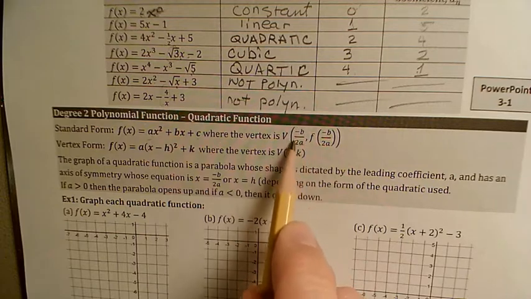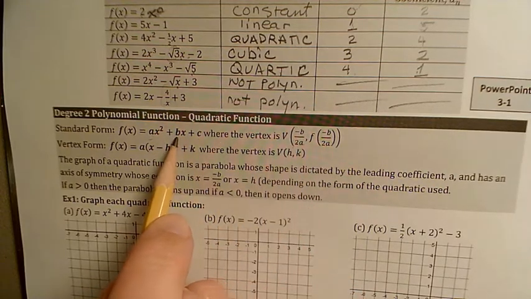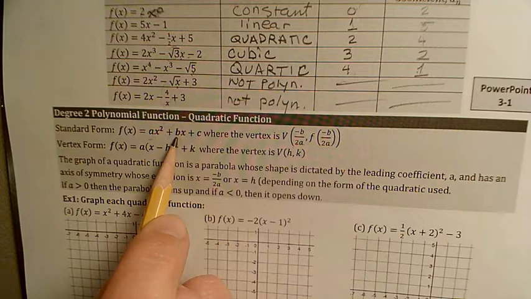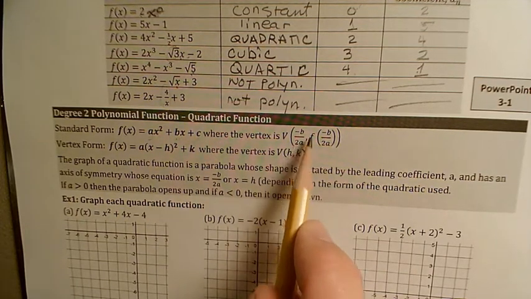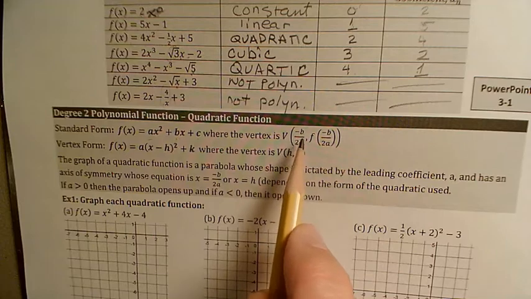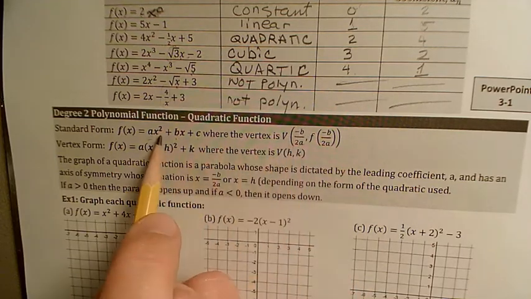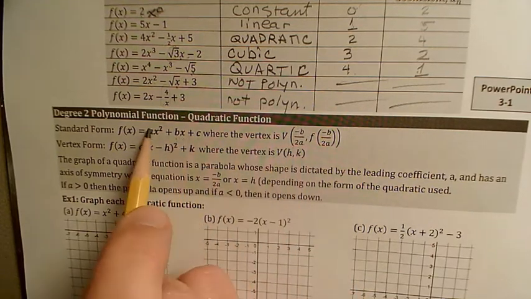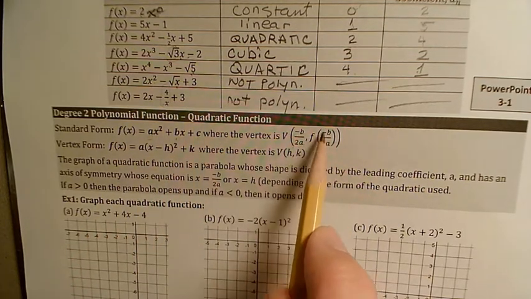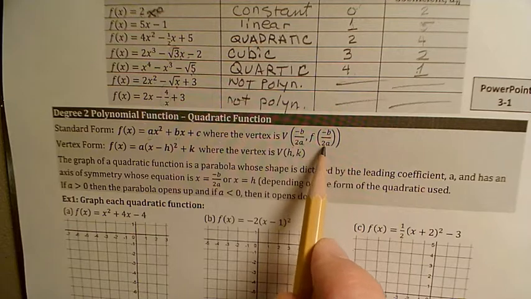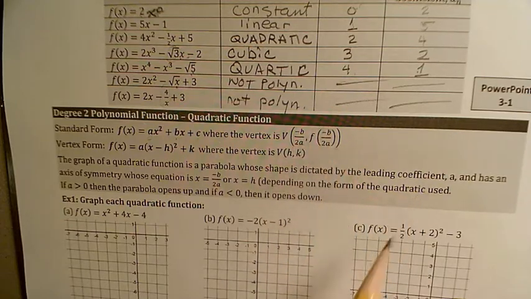That gives us the x coordinate. So if we take this value, the opposite of b, and divide it by 2 times a, that will give us the x coordinate of the vertex. We would then take that value, plug it in for x, and get the y value for it. So that's how we would take that f of negative b over 2a, plug it back into the function. That's the y coordinate. Okay.